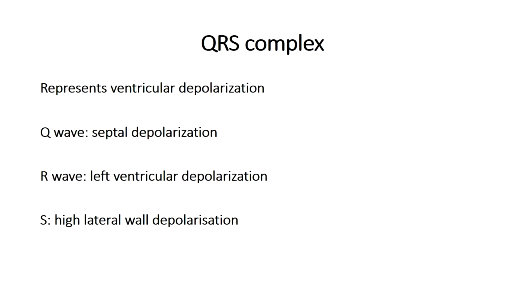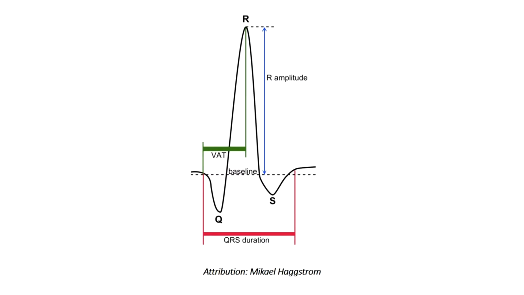After the R wave of the QRS complex, you're going to see another downward deflection, and this is called the S wave. This represents the final part of depolarization of the high lateral wall of the left ventricle. Once this is completed, you have completed ventricular depolarization. To summarize, the Q wave represents septal depolarization. The R wave refers to both ventricles depolarizing, but generally represents the left ventricle because it's bigger in size and mass. And the S wave represents depolarization of the high lateral wall of the left ventricle.